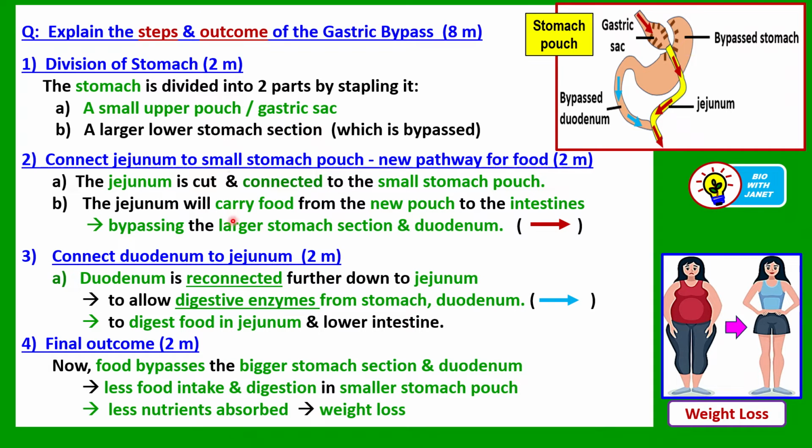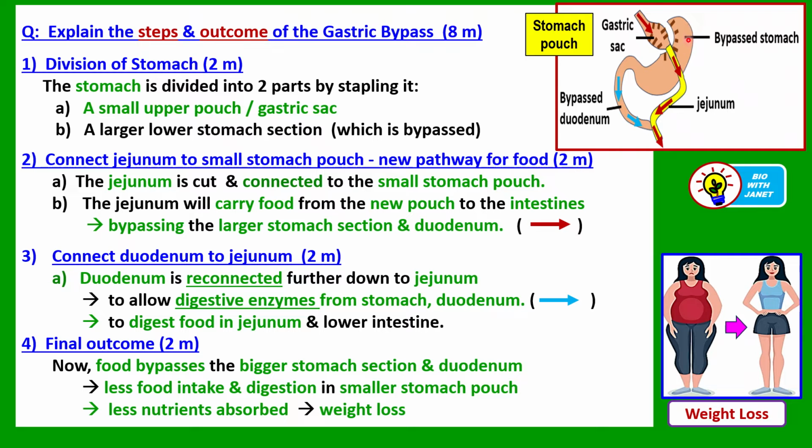Right, so you may be asked in the essay question to explain the steps and outcome of the gastric bypass. 8 marks. So here you have to elaborate a bit more. Okay, now let's look at the answer. Number 1. So the first step is the division of the stomach into two parts. So the stomach is divided into two parts by stapling it to form a small gastric sac at the top, or a stomach pouch. Okay, the textbook uses the term gastric sac. All right. And also to form a larger lower stomach section, which will be bypassed.